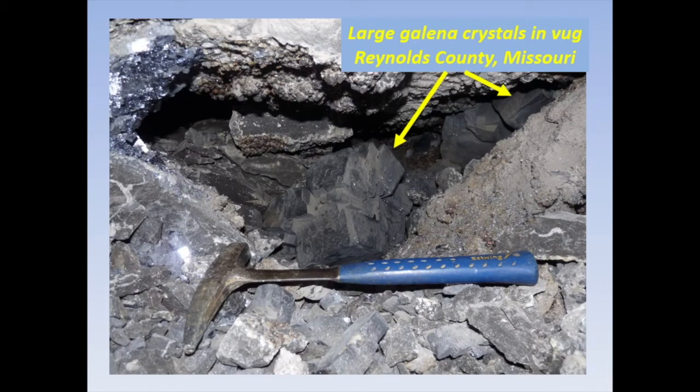Here's an example of a vug in a galena replacement deposit where the vug itself is sort of triangular shape, and within that vug we've now got some very large galena crystals growing. Now, if you were able to pry one of those galena crystals out of there, I was never able to, but if you could, I think what you'd find is that an individual crystal like that can weigh 50 to 100 pounds, so it would be a significant amount of weight.